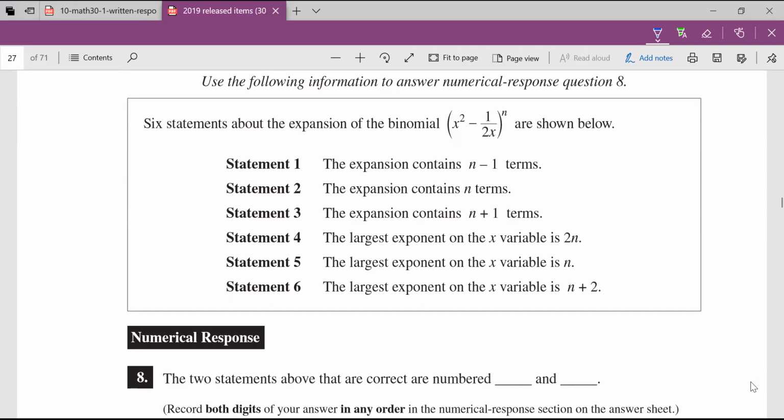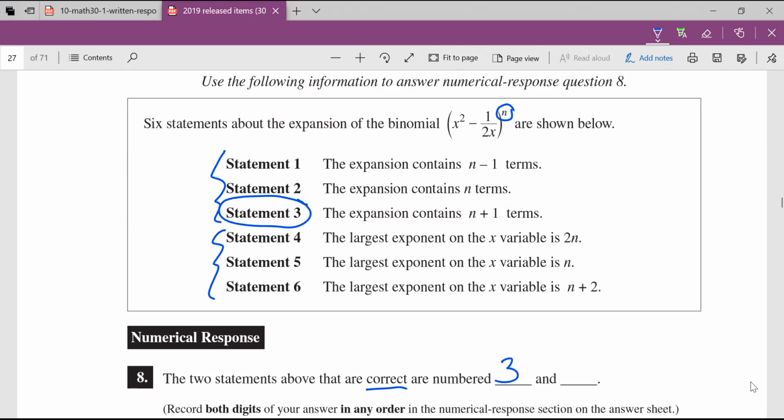Six statements about the expansion of the binomial are shown below, and we've got to find the 2 that are correct. Looking at the statements, they look like they're lumped into 2 groups. I see something about the number of terms, and I see something about the largest exponent. The number of terms, well, I was just talking about that. If this exponent is n, there are n plus 1 terms. So statement 3 is correct.